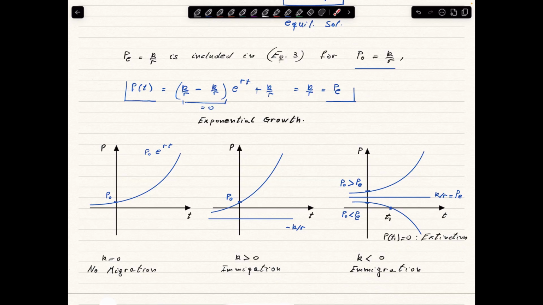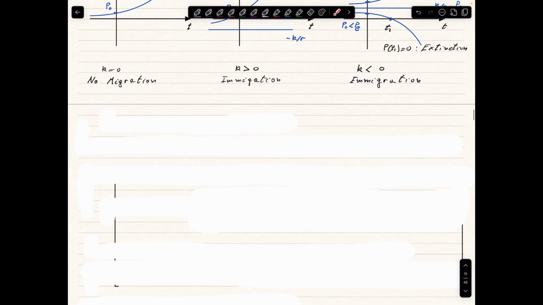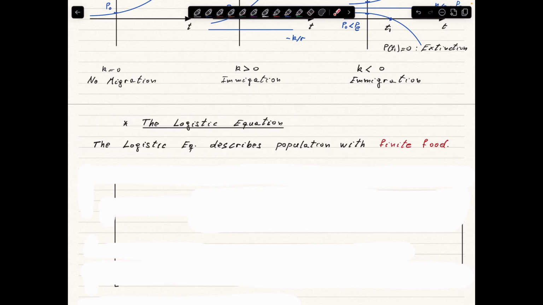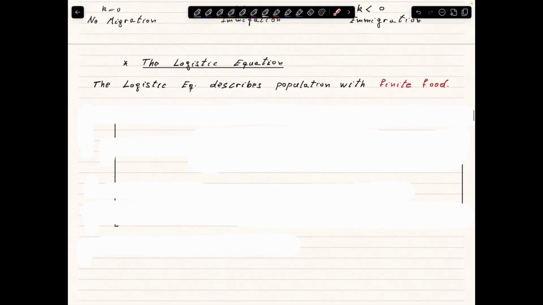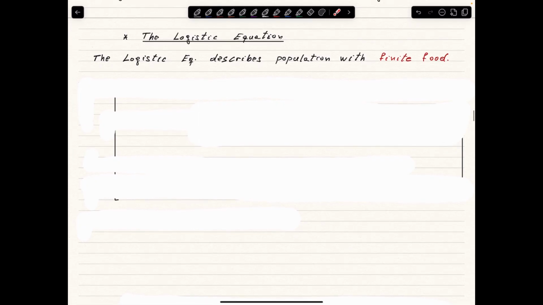immigration or emigration. Our second and last model for this video is a model of populations that have finite food resources, and these populations are described by an equation that is called the logistic equation. So the logistic equation describes population models with finite food resources, unlike the previous model that has infinite food resources. Okay, what is the logistic equation?